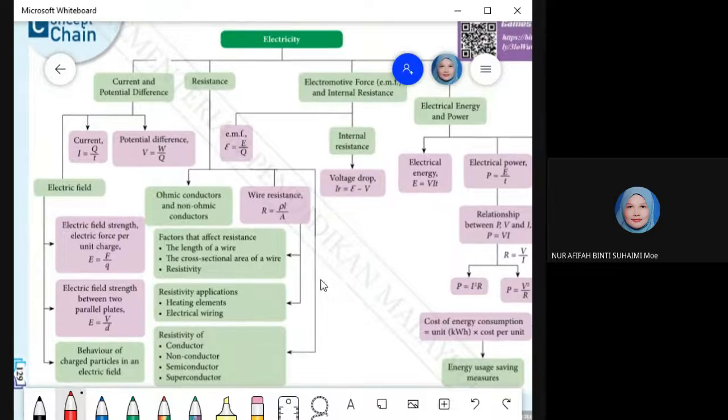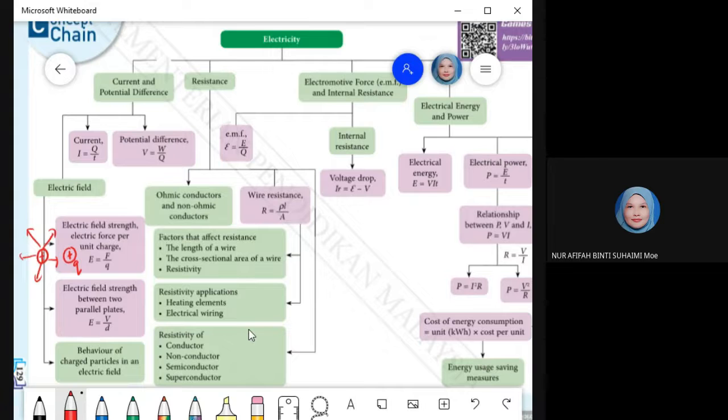Okay, we have 4 units in chapter 3. Current and potential difference: I equals Q over T, V equals W over Q. And we have the electric field. The electric field depends on charge. This is E equals F over Q for an individual charge, positive or negative. We want to find the electric field experienced by the charge when we put the test charge. Q is the test charge. We want to know the electric field produced by the other charge, so we use E equals F over Q, force over Q. Q is the test charge.